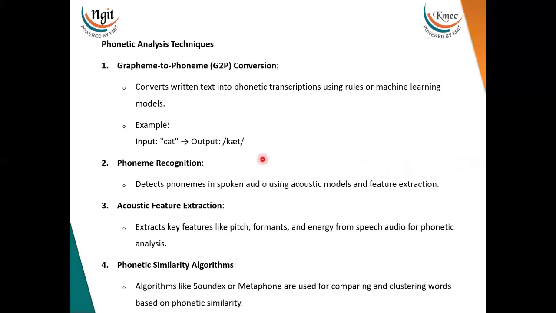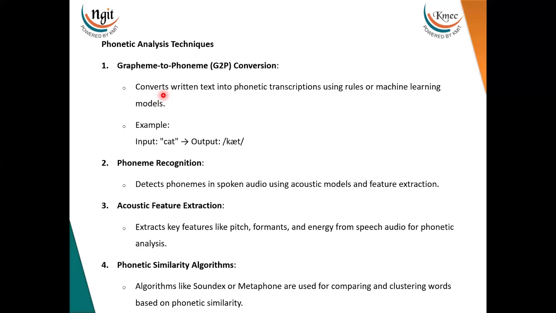Next, we have some phonetic analysis techniques. The first one is grapheme to phoneme, we say G2P conversion. So what is a grapheme? I already told you, it's the smallest unit of written language that represents a sound, and that sound is a phoneme.